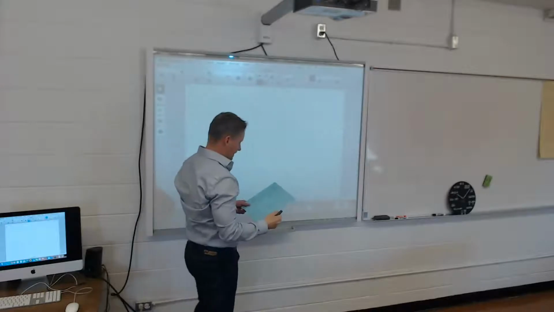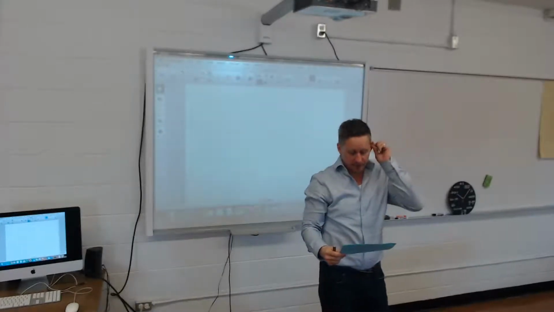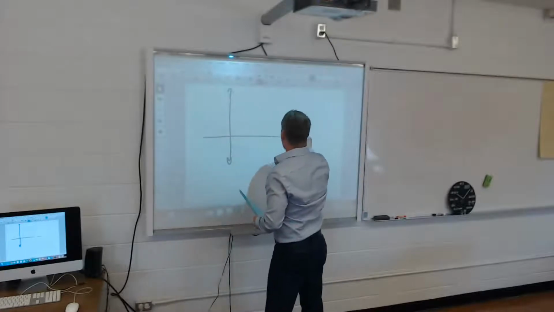Yeah. Okay. The second one says use set notation to state the range of this function. So again, I have a graph. This time my graph is of a line.